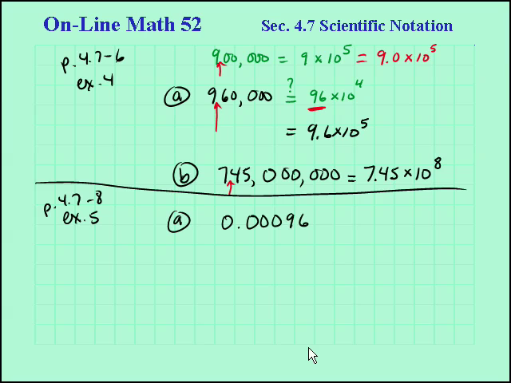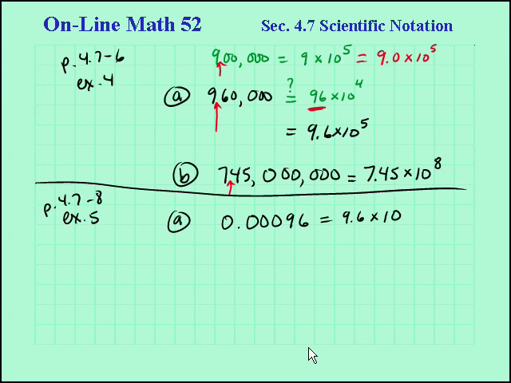0.00096. Now to put this in proper scientific notation, where is the decimal going to go for the coefficient? Did you say between the 9 and the 6? Well, you were thinking it. I know you probably didn't say it out loud, but yes, between the 9 and the 6. So that's going to be equal to 9.6 times 10 to the something.